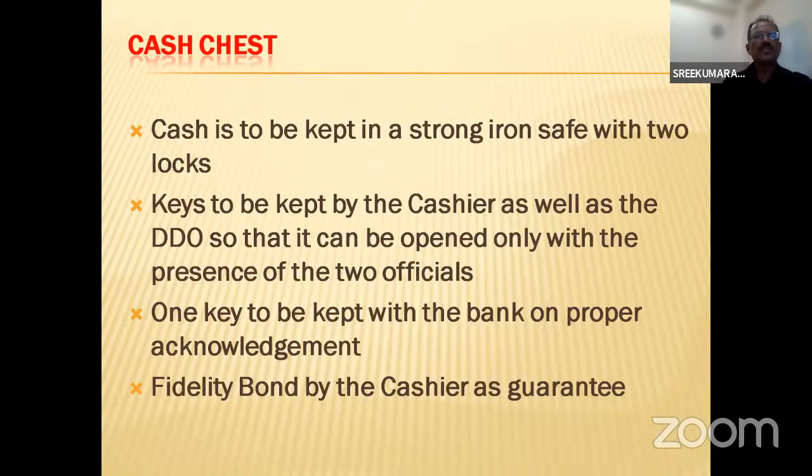Regarding the cashier's job, fidelity bond. Fidelity bond by the cashier as guarantee. This is also one of the conditions. They're also getting cash handling allowance, and this much amount will be with them. Especially in big institutes, 1 lakh, 2 lakhs, or 3 lakhs of amount will be available with the cashier. To safeguard this much amount, some sort of fidelity bond is to be given by the cashier as guarantee.